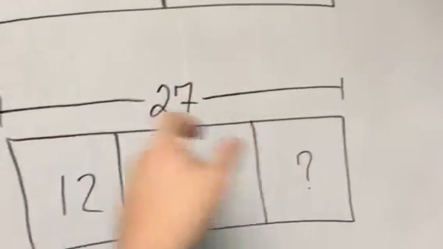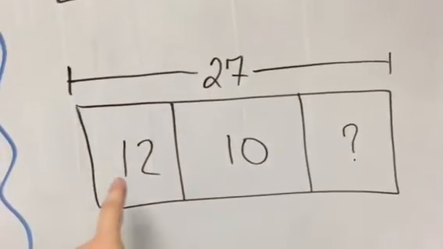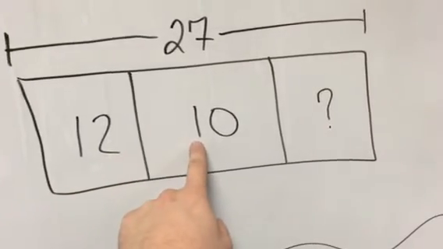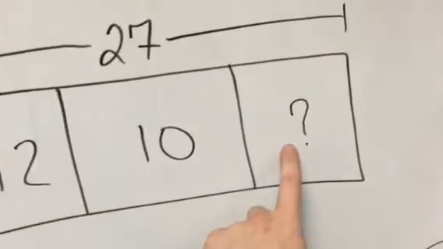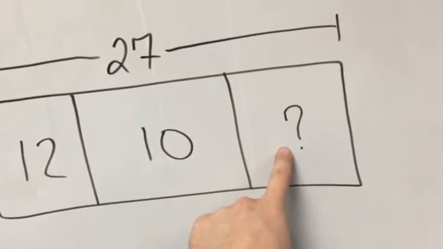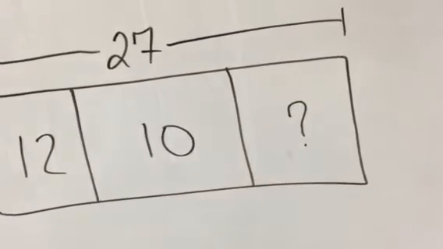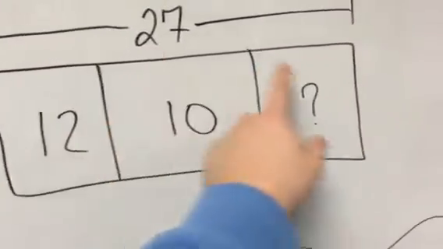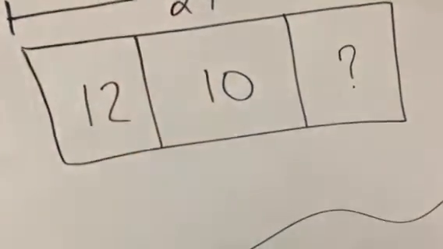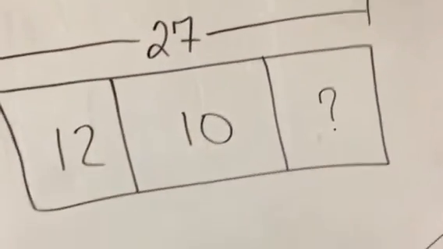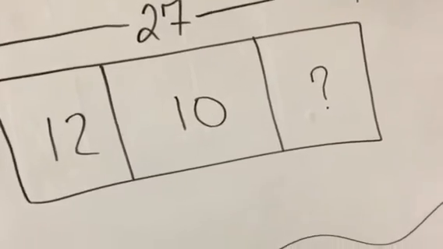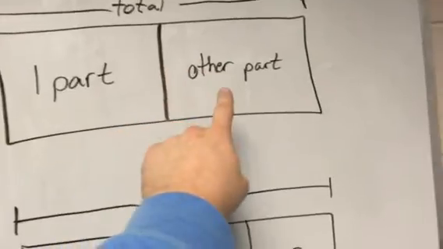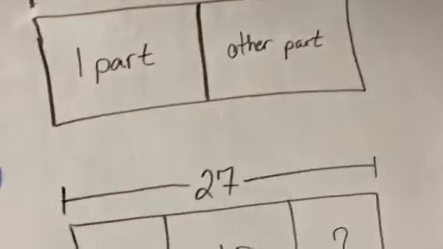I have 27 apples. 12 of them are red, 10 of them are green, and how many are spoiled or rotten apples? Well, I could tell you that 12 and 10 is 22, and the total of all of these three together are going to be 27, so that must mean that there are 5 spoiled or rotten apples. It's real simple. We have one part, the other part, and those will equal the total.